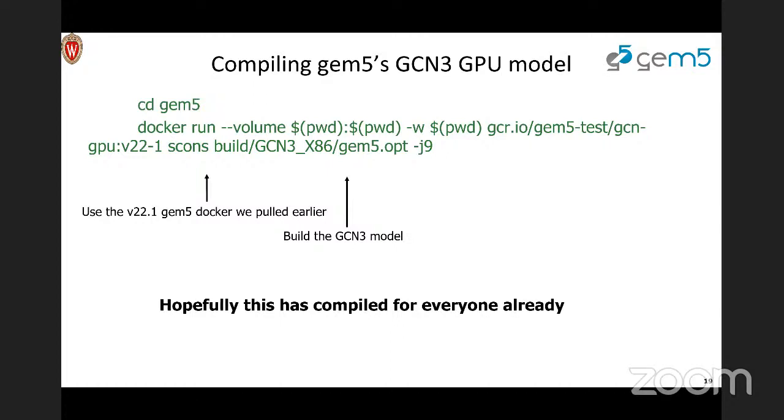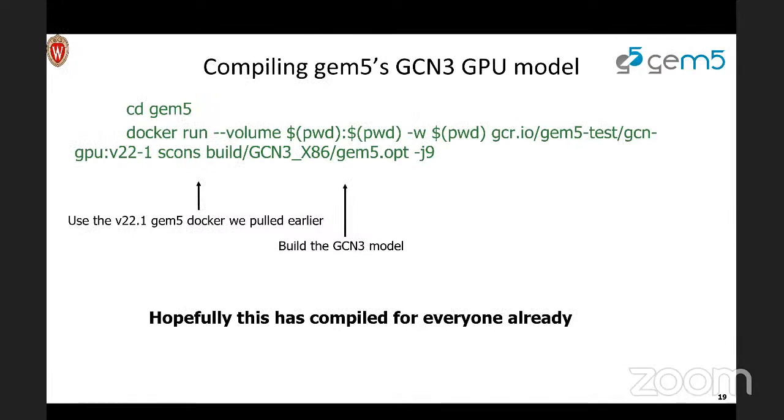And then we're going to use the exact same path, the gcr.io gem5-test gcn-gpu, is telling us to take the Docker we pulled earlier, and then within it, we are going to run our build command, which should look very similar to what Bobby showed you before, where we're just saying scons build/GCN3_X86/gem5.opt, which builds the GCN3 GPU model. So let's check in the background. Ultimately, once that command is run, you should see this up to date or build command at the end, which tells us that we're good to go.